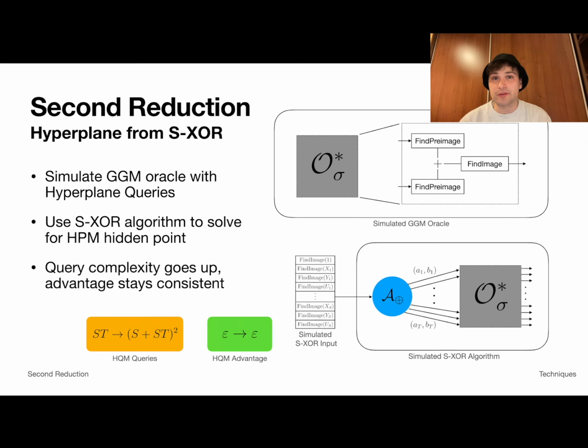With that introduction out of the way, I'm going to move on and introduce the second reduction. The second reduction takes the S XOR algorithm that we generated in the last stage, or now any S XOR algorithm, and simulates it using only these new hyperplane queries in order to recover the hidden vector within the hyperplane oracle. Here, intuitively, we're really performing some type of lazy sampling, except that we're doing it with these hyperplane queries.